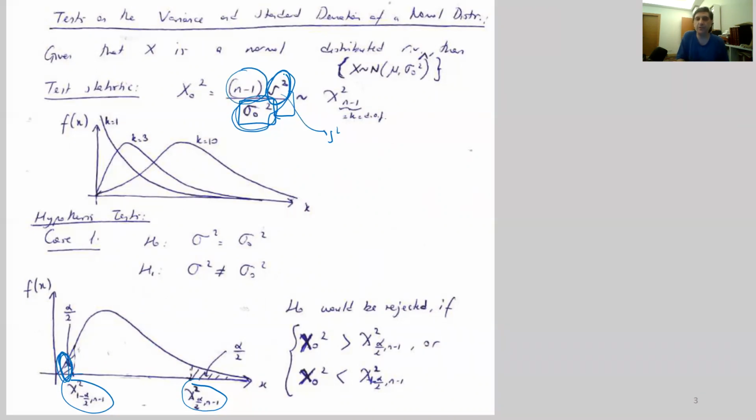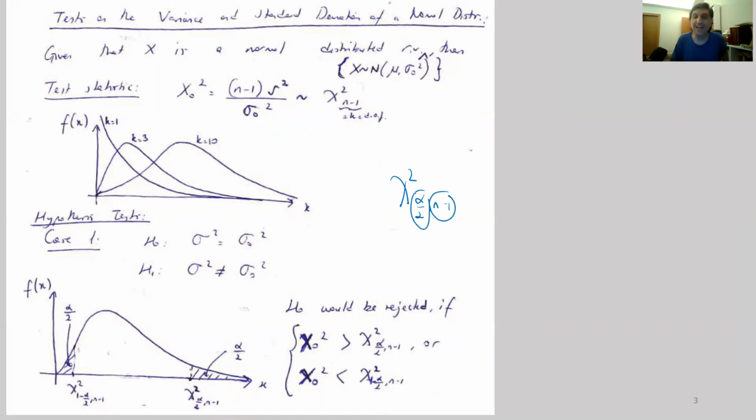Or it may be vice versa. The s square value may be too large compared to the sigma square value. In this case, the chi-square random variable may come out to be a large value. Then again, you would reject the null hypothesis for both cases. So these two critical values are determined by chi-square alpha over 2, n minus 1, for n minus 1 degrees of freedom for a significance level of alpha over 2.